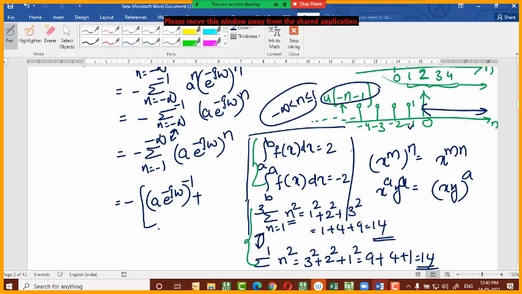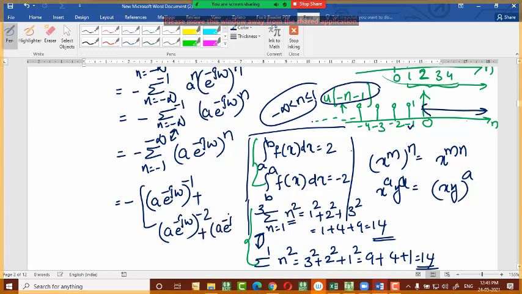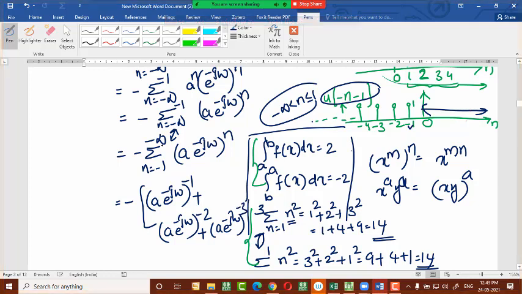What is the second value? n is equal to minus 2. A into e power minus j omega power minus 2 plus a into e power minus j omega power minus 3. Finally, you will get minus infinity. So here you will get minus infinity.